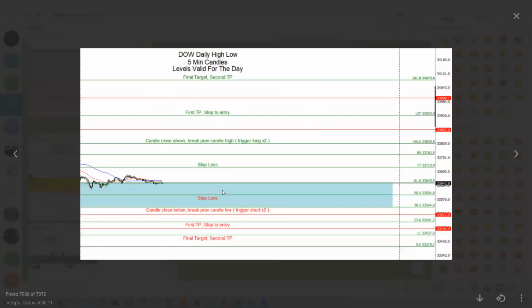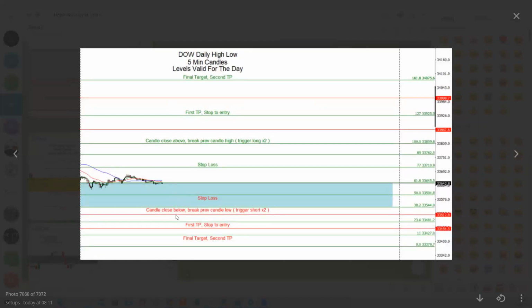On the Dow, yearly high-low, currently between levels of 61.8 and 50. If you look at the moving averages, 50 is above 21, above 8. That's indicating trend is down. So for now, we're looking for a candle close below 38.2. Break previous candle low to aim for the 23.6 first TP, 11 second TP, and stop loss being at 50.